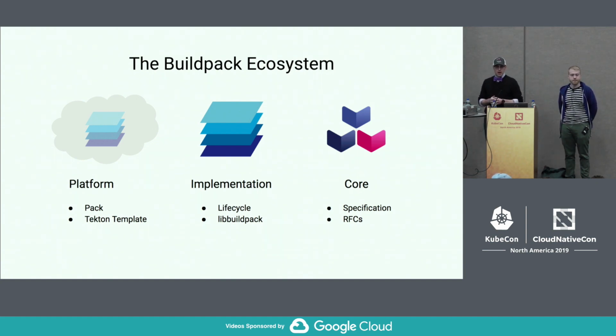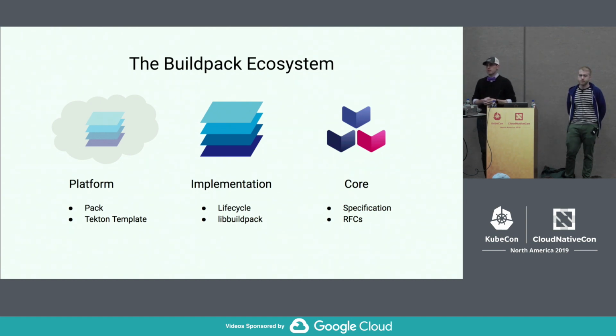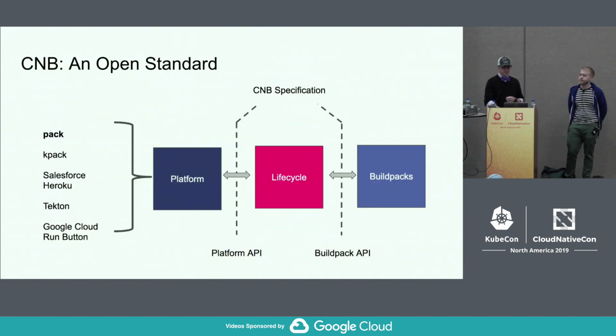We also maintain libbuildpack, which is a Go library that Buildpack authors can use to make it easier for them to implement the Buildpack specification. And of course, the project maintains the spec itself, the core APIs that define how Buildpacks work and how it interacts with the different components. We also have an RFC process that we use to propose changes and discuss various changes to the project.